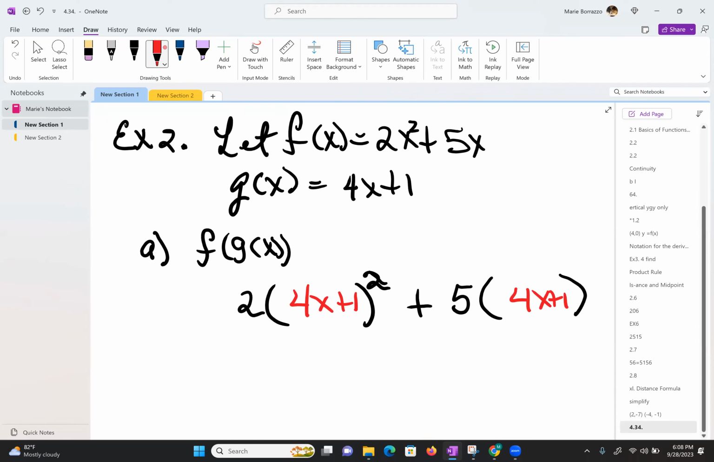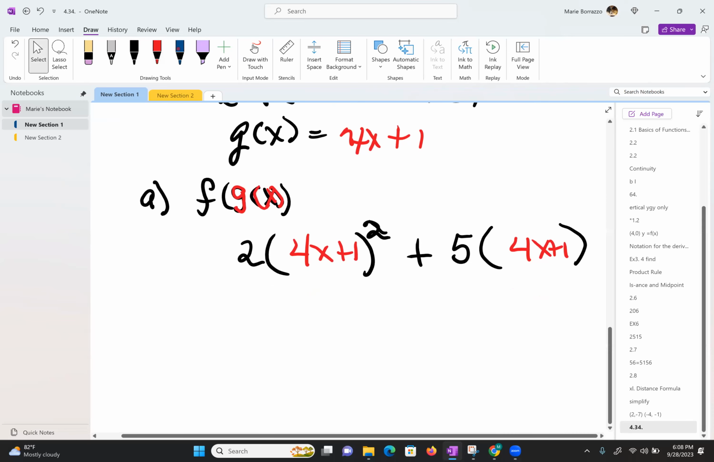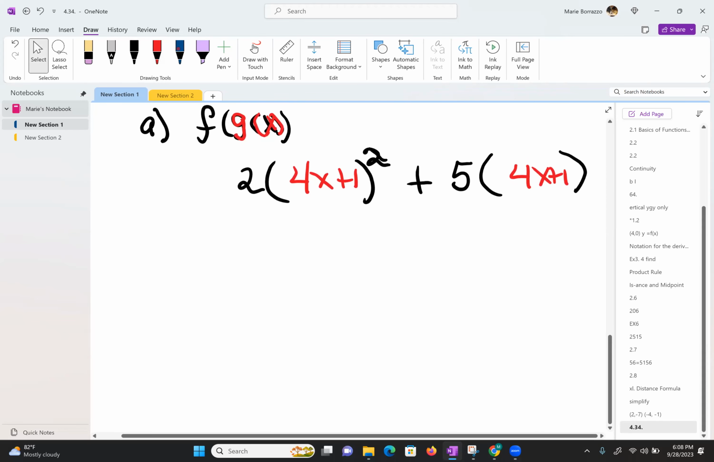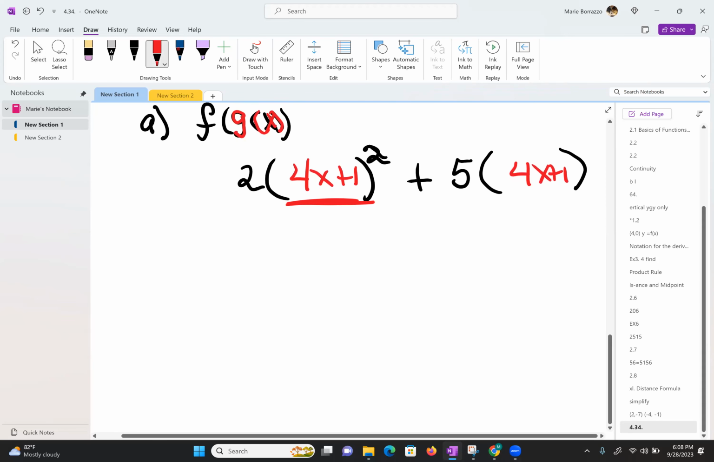Okay, so this part is your 4x plus 1. In essence, this is your g of x. Okay, so when we do this, we FOIL. Remember FOIL, we have to FOIL this part here.